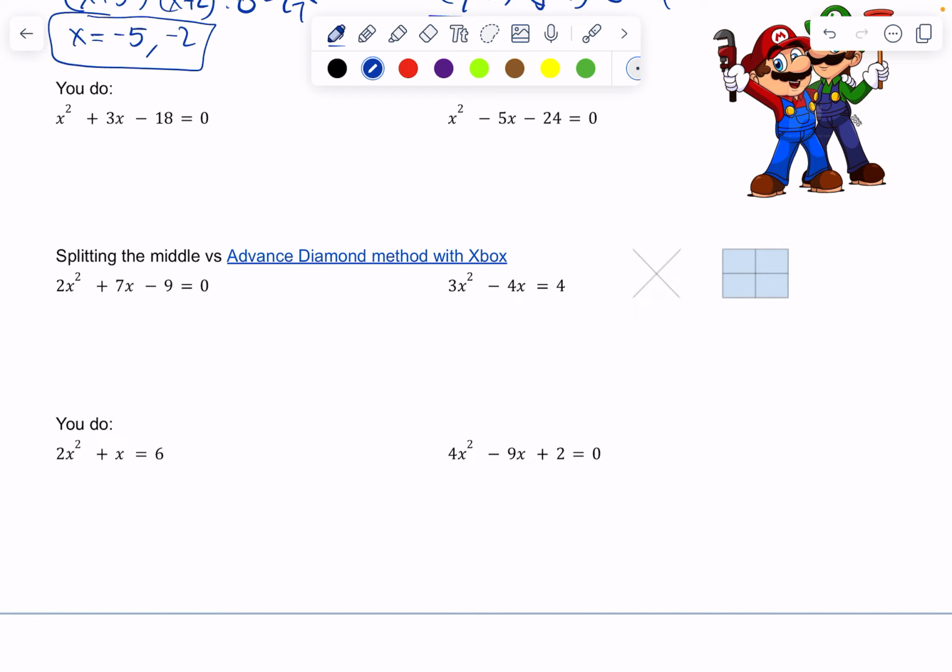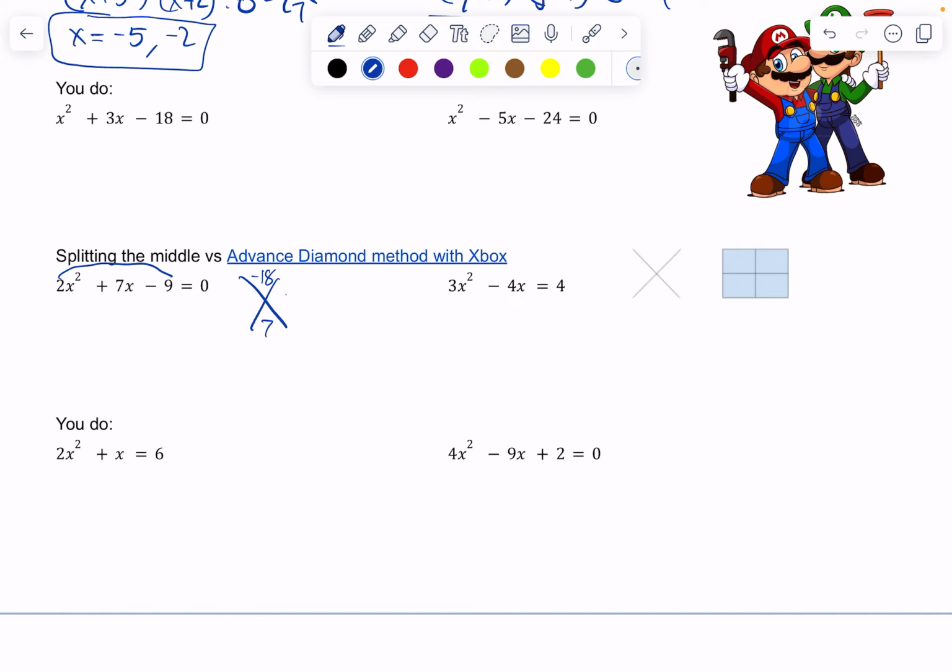It starts off just as a diamond method, but you have to take the a and the c and multiply them together to get the top. Basically, the leading coefficient times the constant is 2 times negative 9, which is negative 18, and your bottom is still the middle term b, which is just 7. So what two numbers added together give you 7, but multiplied together give you negative 18?